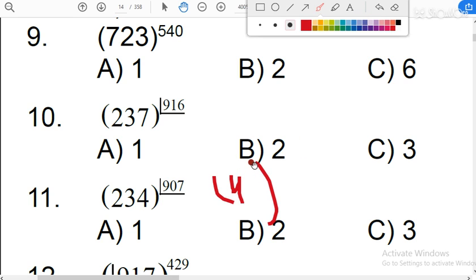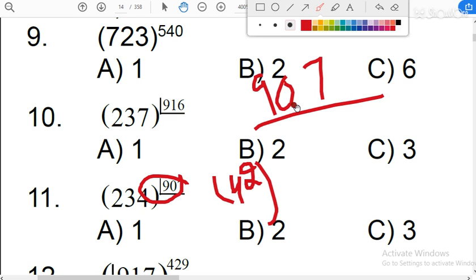Okay, let's take 4 raised to the power 2. 4 raised to the power 2 is 16. So it will be obviously an even power. If I take 907 factorial, then the term will be even. 907 factorial will give some zeros at the end. That means this term will be an even one.